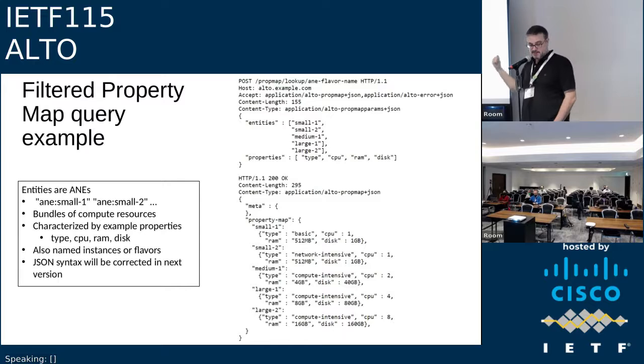As said, we are describing these as ANEs. We are also presenting them as bundles, and we are characterizing the examples with properties like type of quota or type of bundle, plus CPU, RAM, and disk. We name these instances as flavors, quotas, or instances. Essentially, we discovered that there were some typos in the JSON that we included in the example, so we will fix this in the next version.